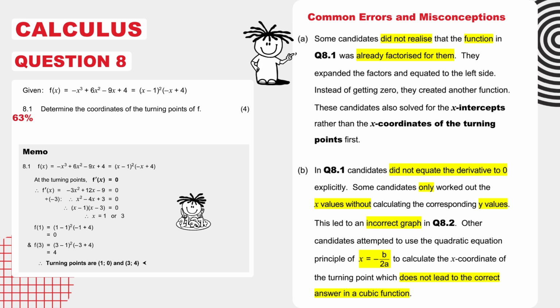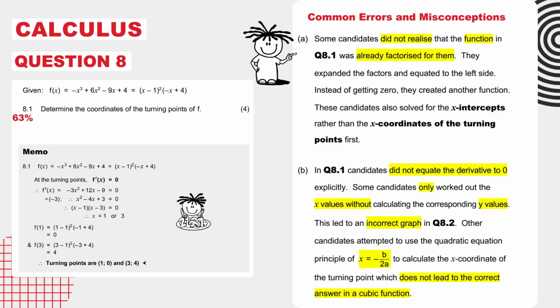And if we look at the common errors and misconceptions, some candidates did not realize that the function in question 8.1 was already factorized for them. They expanded the factors and equated to the left side. Instead of getting 0, they created another function. These candidates also solved for the x-intercepts rather than the x-coordinates of the turning points first.